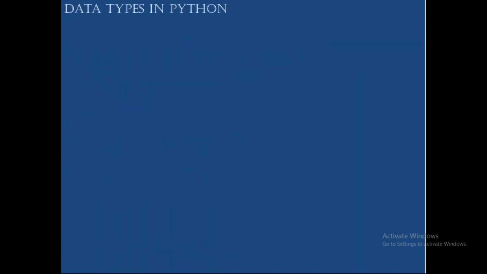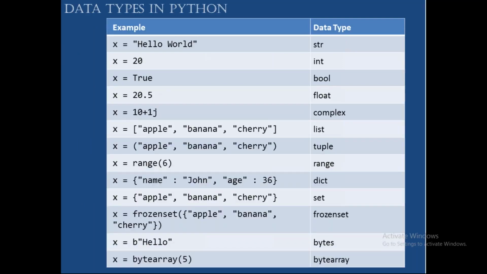Okay, let's see data types in Python. See, this is how you define the data types. Here string means x equal to hello world, integer x equal to 20, boolean x equal to true, float x equal to 20.5, complex 10 plus 1j, list. String means string, int means number, boolean means true or false, float means 20.5, complex means 10 plus 1j or something, list means you assign multiple values, you see, apple, banana, cherry. Tuple is the same, but here you use square brackets and there you use parentheses. Not only this, there are other differences.